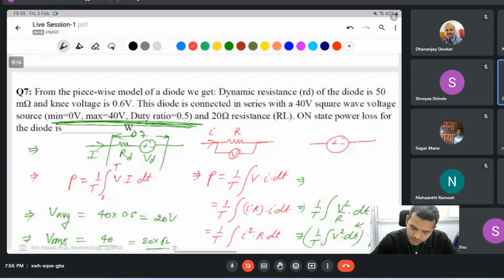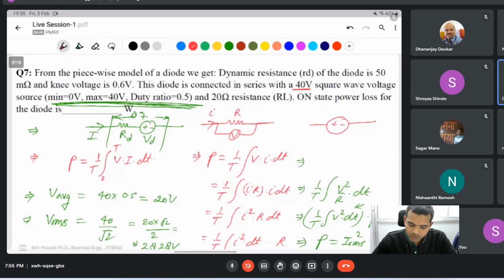Given is a 40 volt square voltage. You find the average voltage of the square wave. Duty ratio is also given, 0.5, so it is half of the voltage: 20 volt is the average voltage. After that you find the current. I have done I equals V by R, directly 40 by 20, so I got 2 ampere. After that you find the average current and multiply by 0.5 duty ratio.